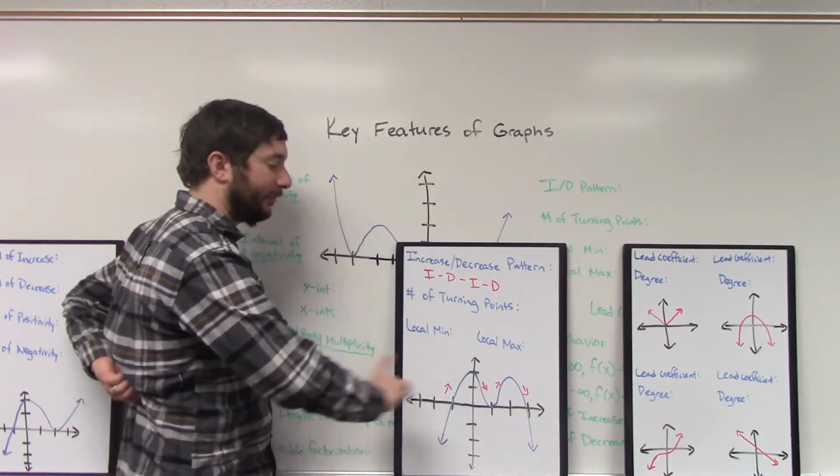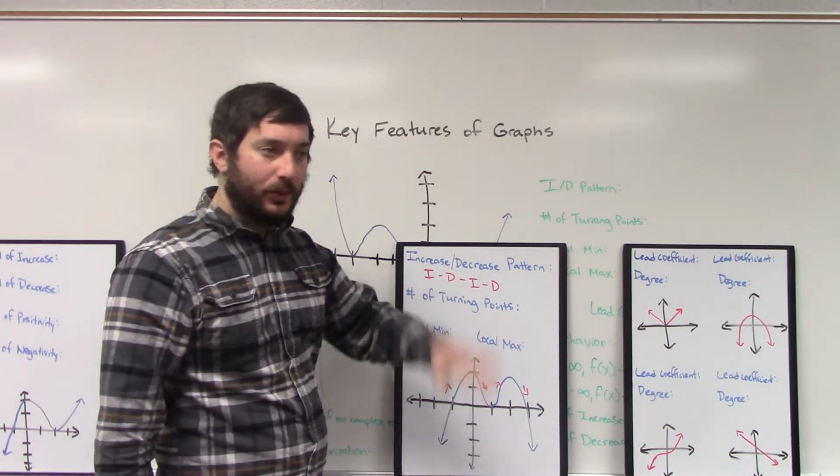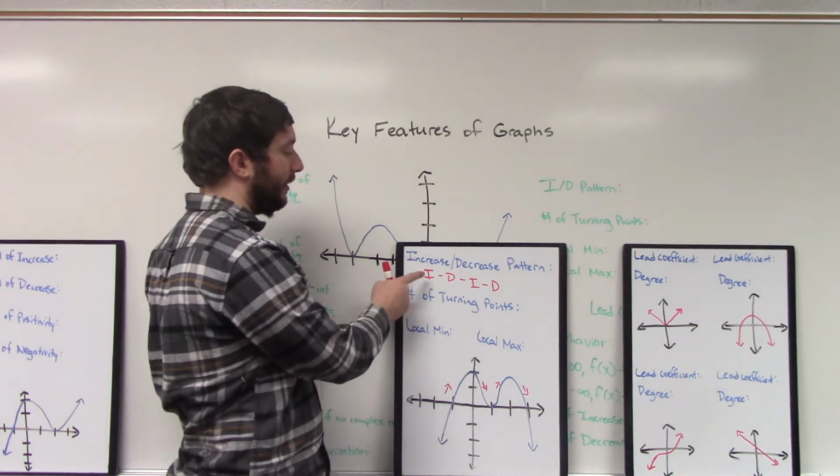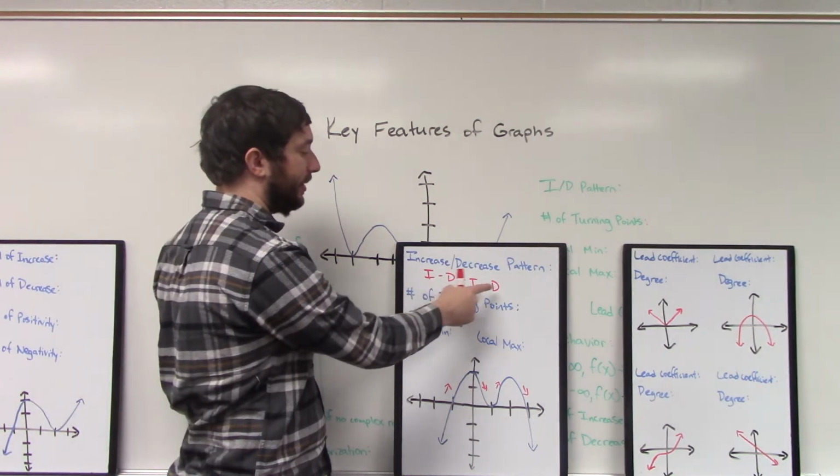So read the graph from left to right. When does it go up? When does it go down? Write out that pattern. Increase, then decrease, then increase, then decrease.